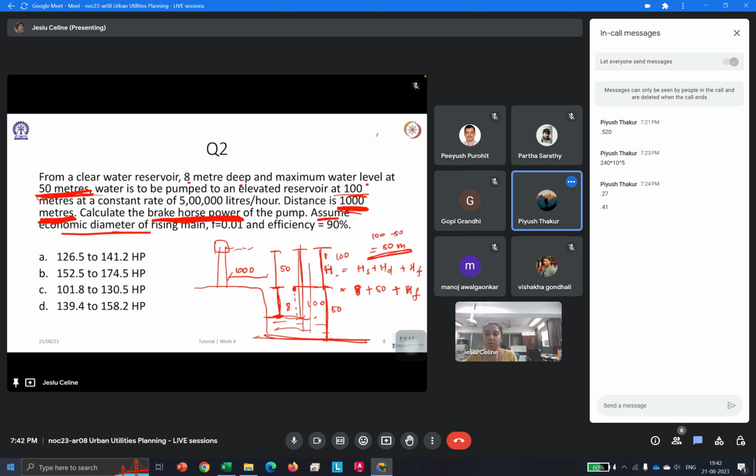So what I was asking is, the diameter is not given, so we need to find the economic diameter. Now how do we find the economic diameter? Can somebody recollect any method which we learned in the lecture? Or what do we mean by an economic diameter?